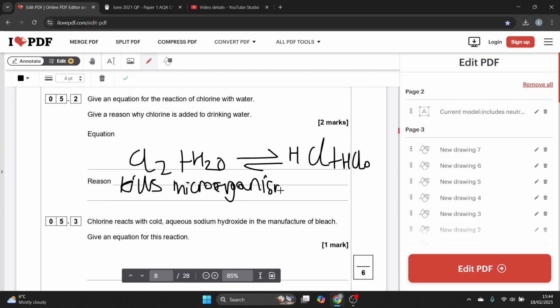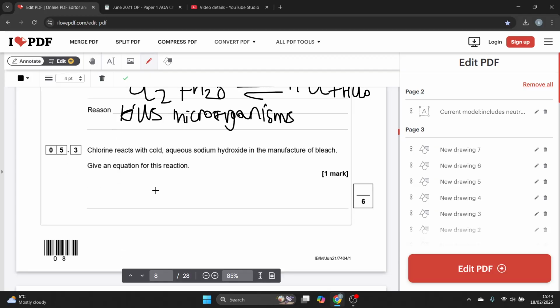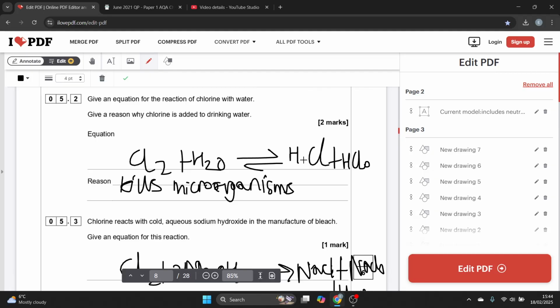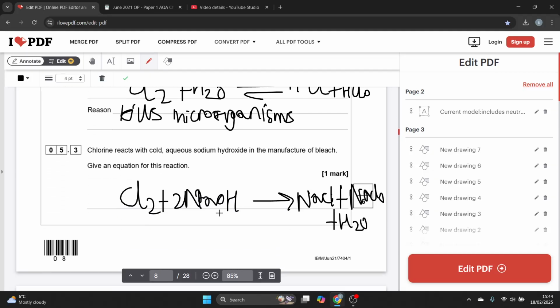Chlorine reacts with cold aqueous sodium hydroxide to manufacture bleach. Given the equation of the reaction: Cl2 plus 2NaOH forms NaCl plus NaClO plus H2O. Both these equations you need to memorize off by heart. Cl2 plus H2O, reversible reaction, HCl plus HClO. Cl2 plus 2NaOH forms NaCl plus NaClO plus H2O.